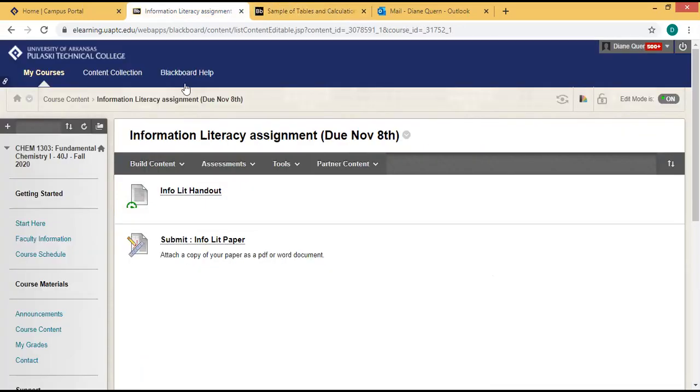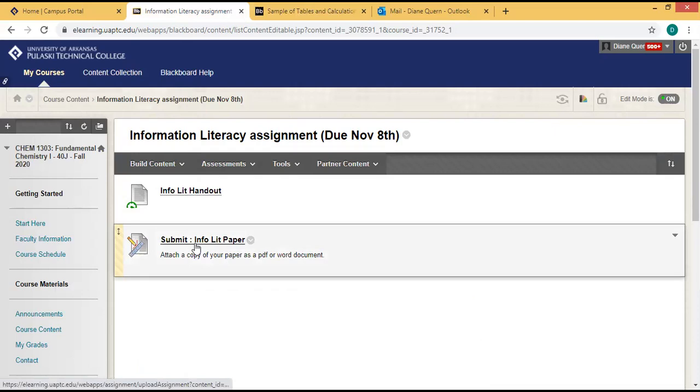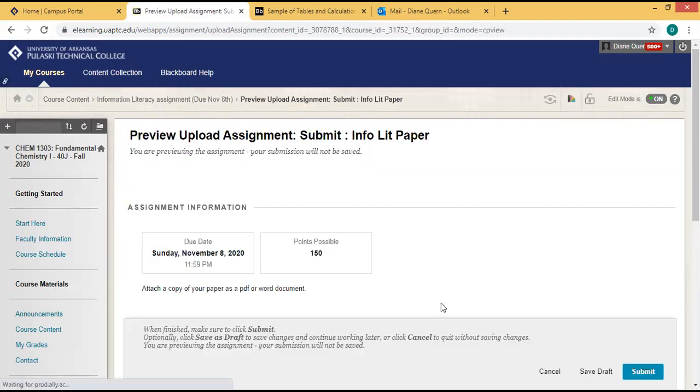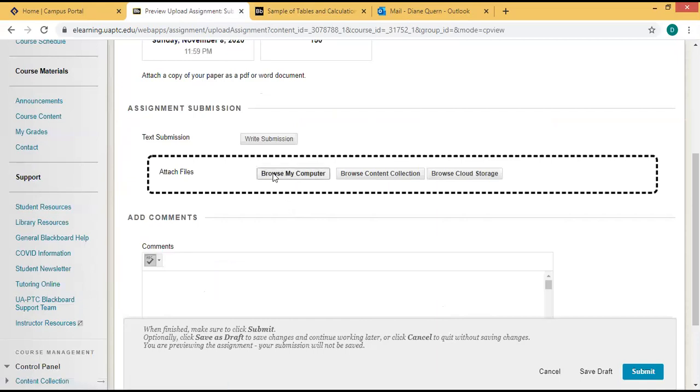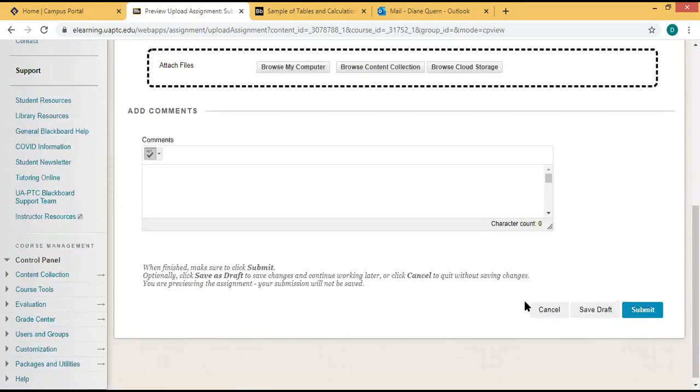When you're done with the paper, notice there's a submit info lit paper link. This is very similar to the links that you have for your lab, where you're attaching a copy of your lab as a PDF or a scan copy. So when you've completed your paper, you would just go in here and attach it wherever it's at, whether it's on your computer or in the cloud. Don't put it as a text submission. Do it as an attached file, please. It can be a Word document or PDF. Either one's fine.